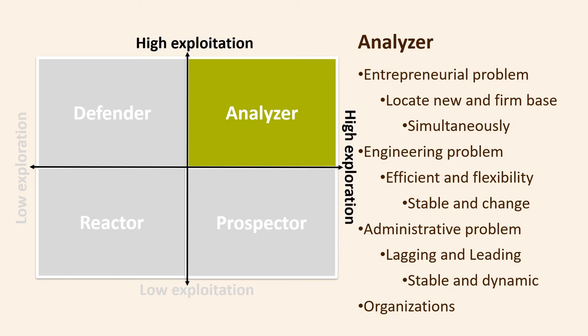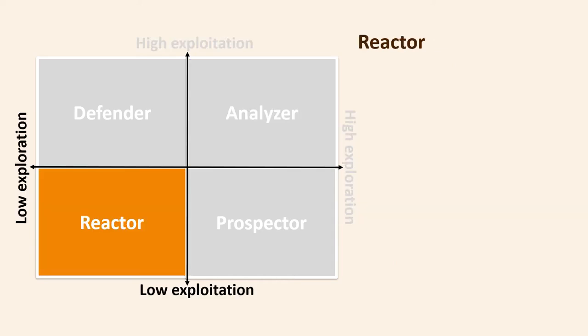Analyzers have tight accounting and financial controls, high flexibility, efficient production, and customized products, creativity, and low costs. However, it is difficult for organizations to maintain these multiple and contradictory processes. The fourth and last organization type is the reactor in the lower left corner. They have no or low exploration and exploitation. Those firms that land in the Reactor category have no specific business approach.